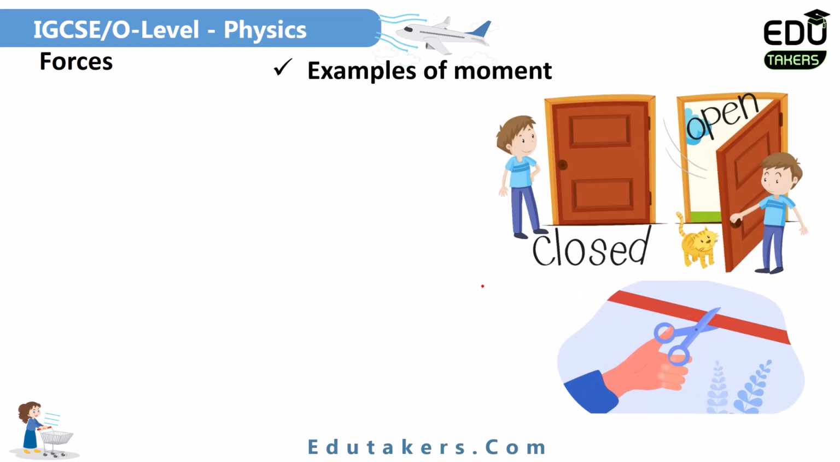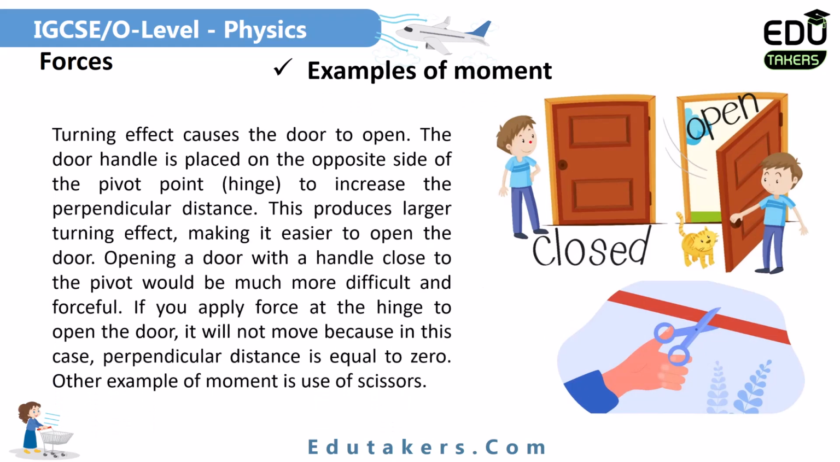Here are some examples of the moment. First of all, here is an example of the door. In the first figure, you can see the door is closed, and in the second one, the door is open. When the door is closed, you cannot produce any movement here. But the side where the door is fixed to the wall is basically called the hinge, or the second name is the pivot. Both of these are the same thing in the case of a door. So actually, this door rotates about this pivot point.